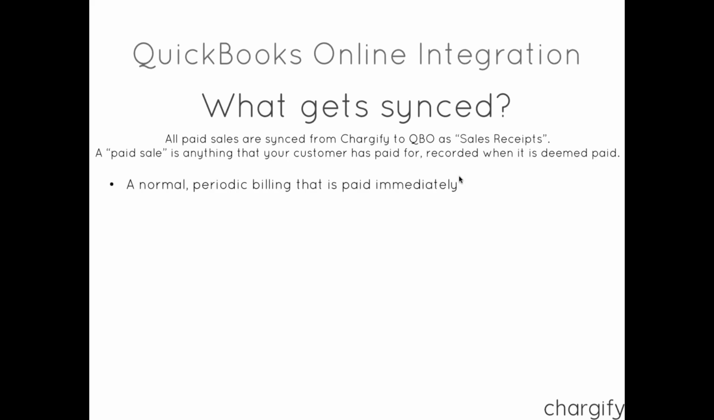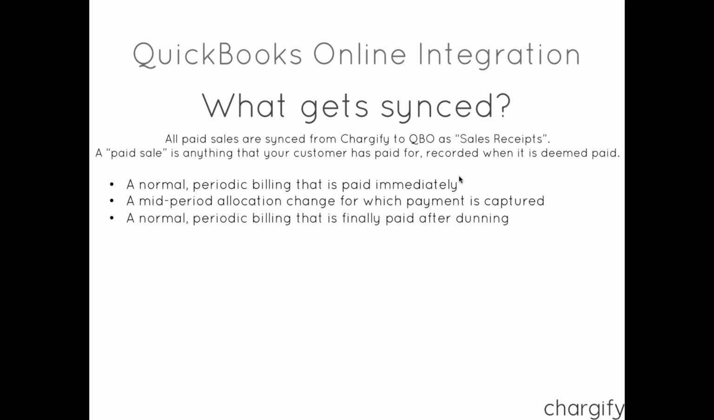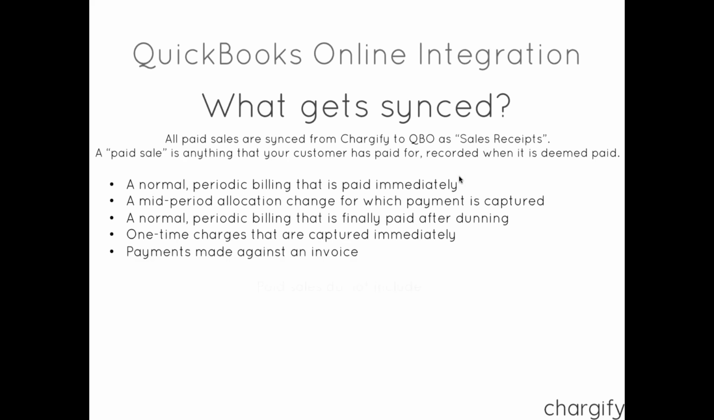Some examples are just a standard renewal that gets paid right away. A mid-period component allocation that's not set to accrue, but where you charge them right away for that allocation. During the dunning process, if finally they update their card and they pay, that will get synced after that payment has gone through successfully. One-time charges that are charged right away, and then payments made against invoices will also get synced over.